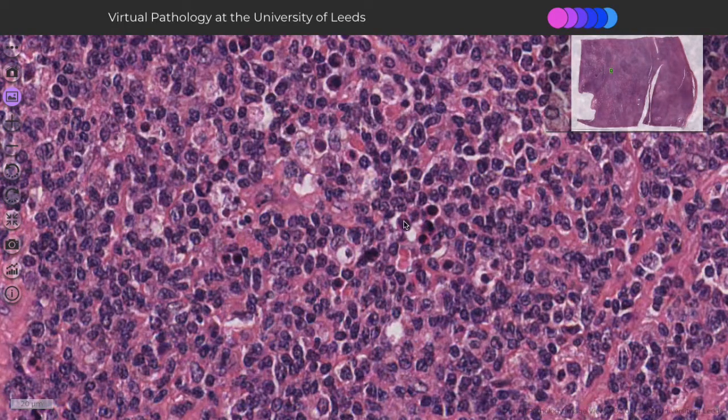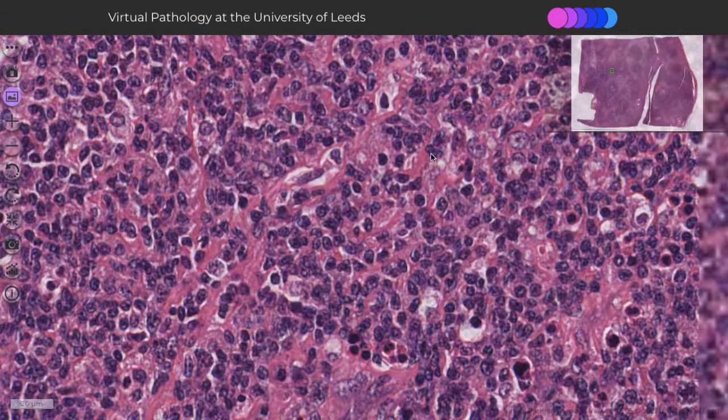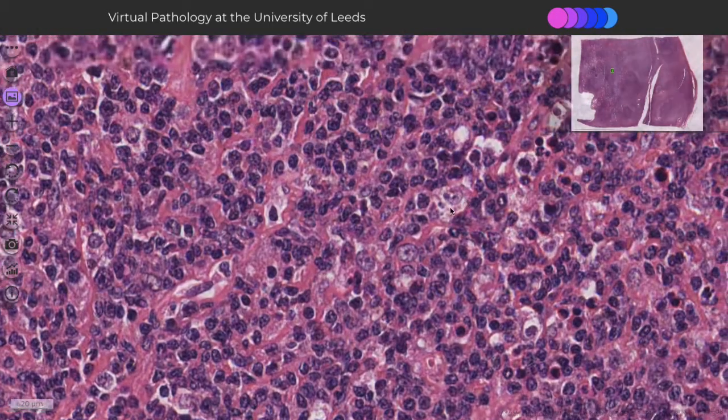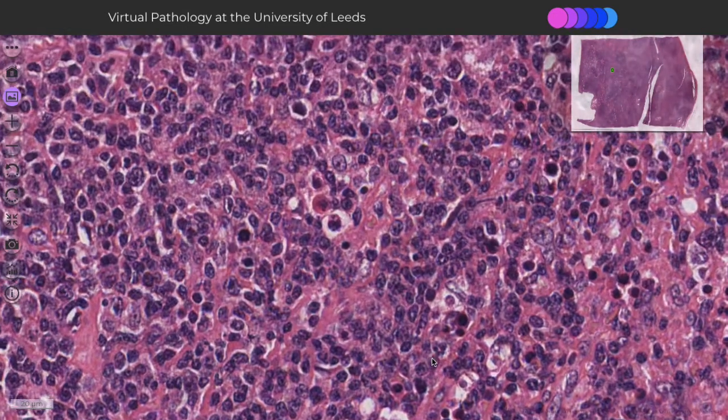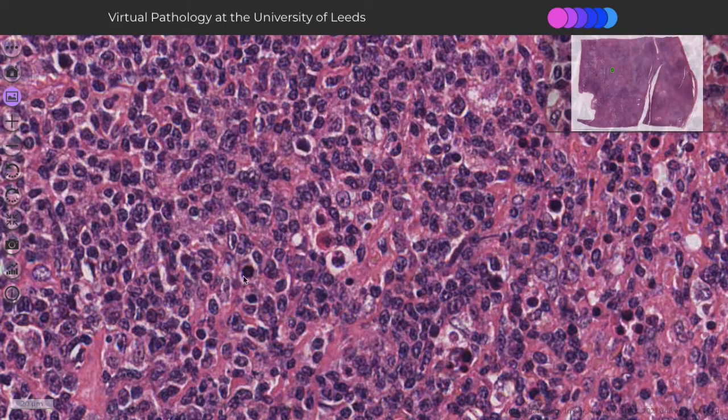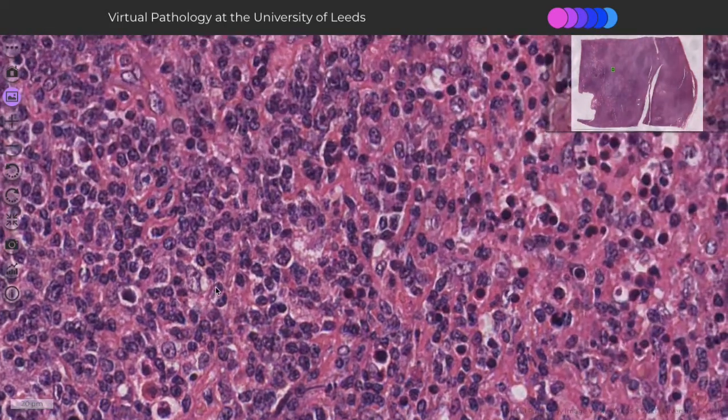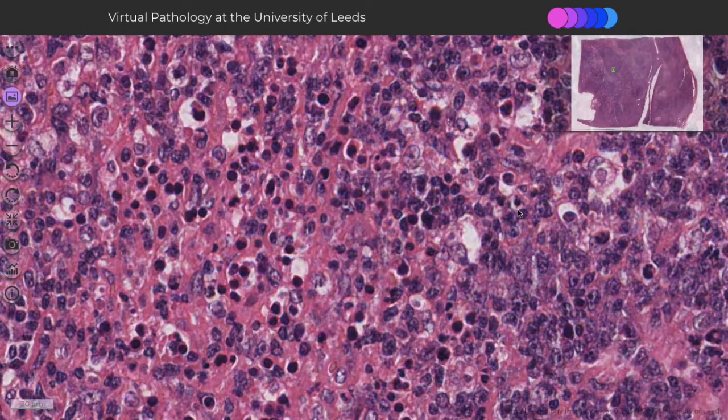There are plenty of apoptotic bodies characterized by these dark pyknotic nuclei. And a little clue: when you see a lot of apoptotic bodies, it usually indicates that the tumor is of higher grade, therefore there is a lot of cell death seen in this tumor. That's probably a mitosis there, and you can see here many apoptotic bodies.